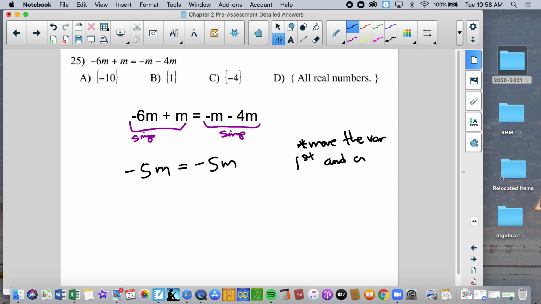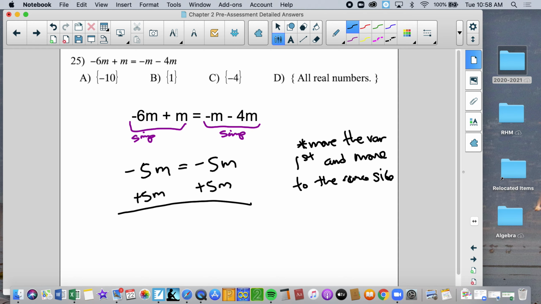Move the variables first, and combine on the same side, or move to the same side. Let's move to the same side. That's horrible handwriting right there. So let's get rid of the one on the right, negative 5m. What's going to get rid of a negative 5m? A positive 5m.